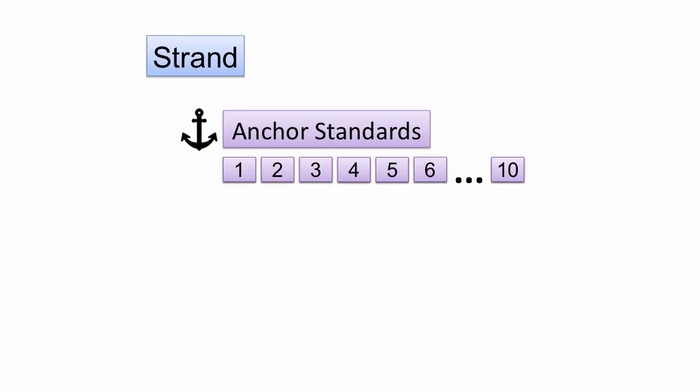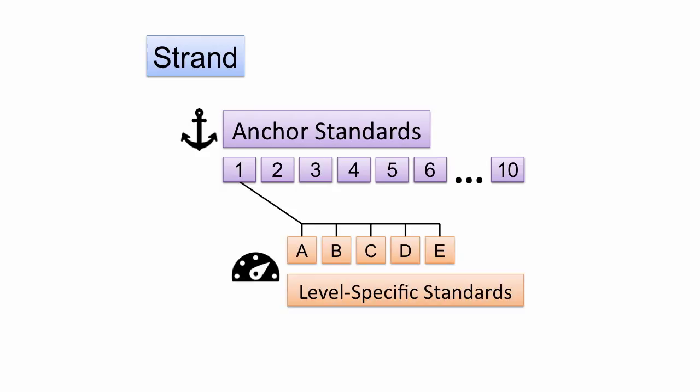Finally, each of the anchor standards is divided into 5 levels of level-specific standards A through E. These, as the name implies, refer to level-specific expectations related to the broad skills described in the anchor standard. Keep in mind the main purpose of the standards, both anchor and level-specific, is to guide you in planning your classroom instruction.